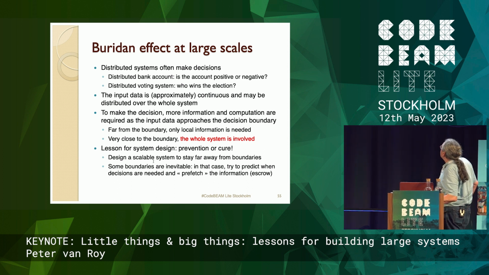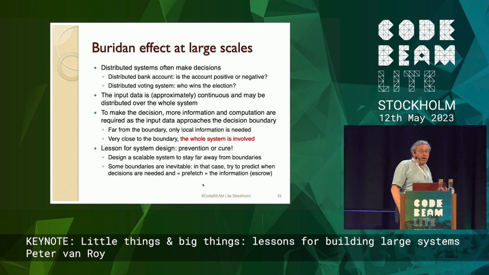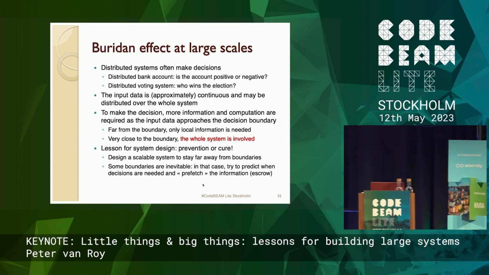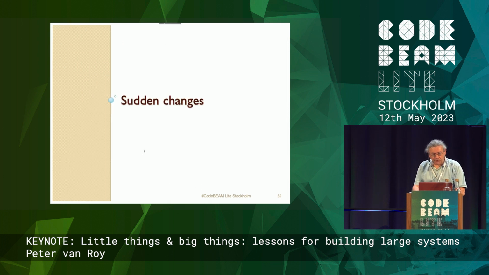Prevention or cure? So first of all, stay away from the boundaries. Don't snoop around the boundaries if you can avoid it. But sometimes you have to get there. Well, try to prefetch information or do escrow. For CRDTs, this is an idea that has been used a lot because consensus is this one-stop shop decision-making thing, but CRDT makes the decision in a much smarter way. And there are ways to do it where you do some kind of prefetching, okay? So that's one effect.